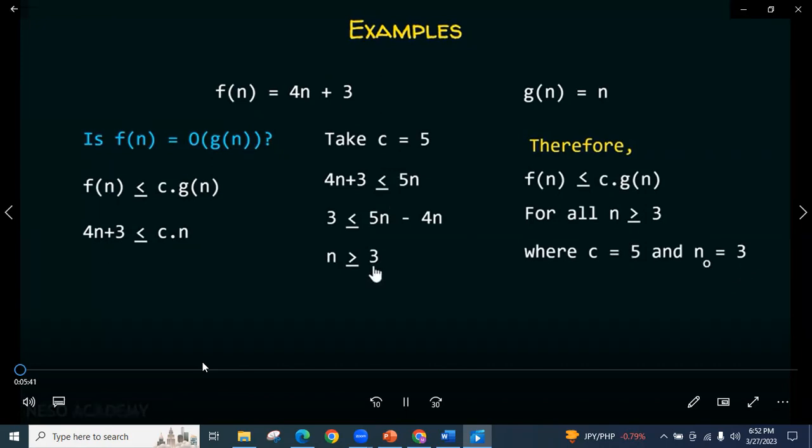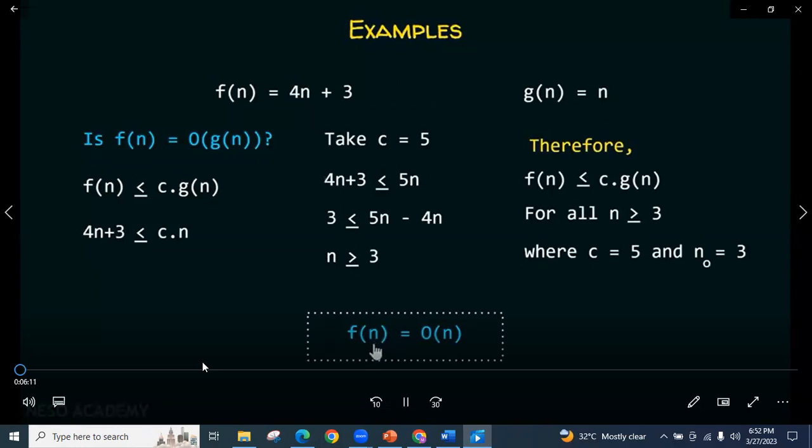Here this is the n naught value. For all n greater than or equal to 3, this will satisfy, which eventually means Fn is equal to big O of n. We can replace this Gn by n. Then this Fn will be equal to big O of n, which means that the growth rate of this function is linear. It will not grow faster than n, which simply means that the growth rate of this function is linear. It is not the case that suddenly it will behave like a quadratic function.